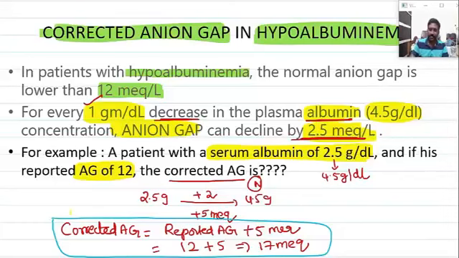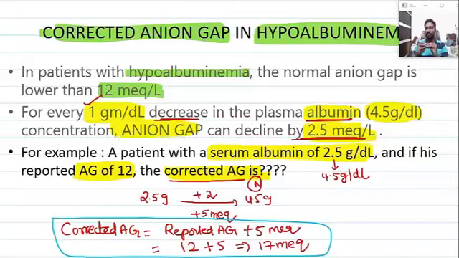So in simple terms, this corrected anion gap is nothing but we are standardizing the anion gap with respect to normal albumin. So if the albumin is 2.5 gram per deciliter, the reported anion gap is 12. But I want to know if his albumin was normal actually, what might have been the anion gap? So what might have been the anion gap if his albumin was normal? It would have been 17 milliequivalents, which generally indicates high anion gap.